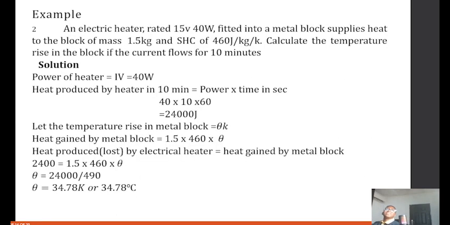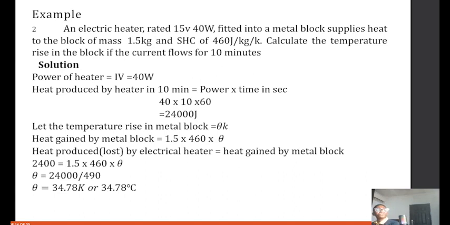So an electric heater rated 15 volts and 40 watts, fitted into a metal block, supplies heat. This one is heating the metal by the electric method. It supplies heat to the block of mass 1.5 kg, and this was the specific heat capacity. Calculate the temperature rise. Don't forget, here we are using power.